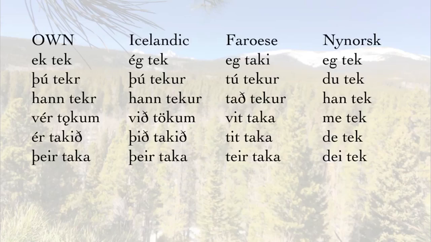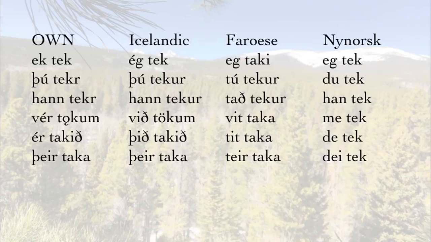So here we have Faroese taji, tu tegur, ta tegur, vit tega, tit tega, tair tega. The palatalization that you hear when K precedes an I, so that is tachi or taji rather than taki, is characteristic of Faroese. And I've mentioned palatalization before, and we'll get into a little bit more of that later. But often grammatical paradigms like this do alternate between forms that have palatalization and forms that don't.